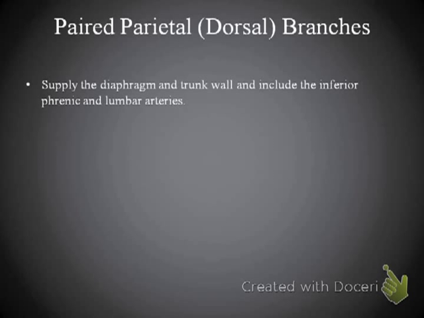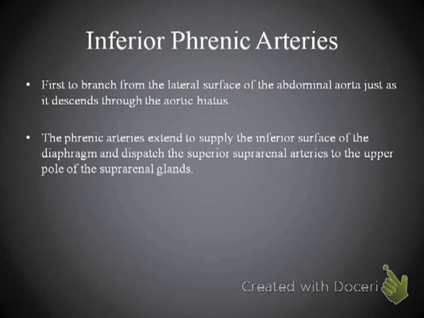We see that there are paired parietal or dorsal branches, which supply the diaphragm and trunk wall and include the inferior phrenic and lumbar arteries. So we're not going to worry too much about everything. I just want you to know really what it does, and that it supplies the diaphragm and trunk wall. The inferior phrenic arteries are the first to branch from the lateral surface of the abdominal aorta, just as it descends through the aortic hiatus.